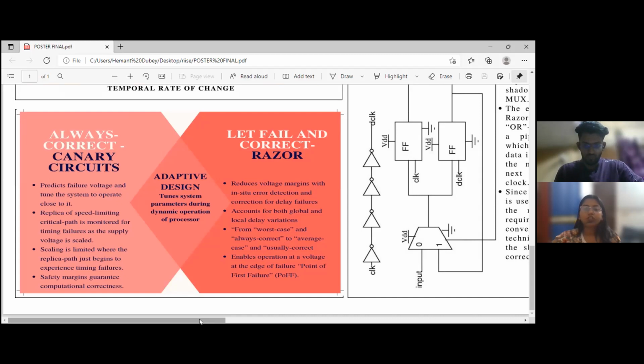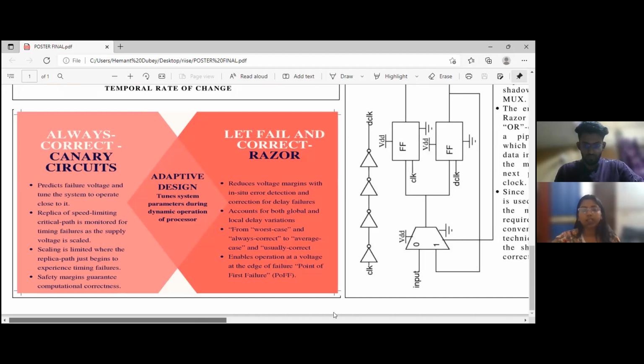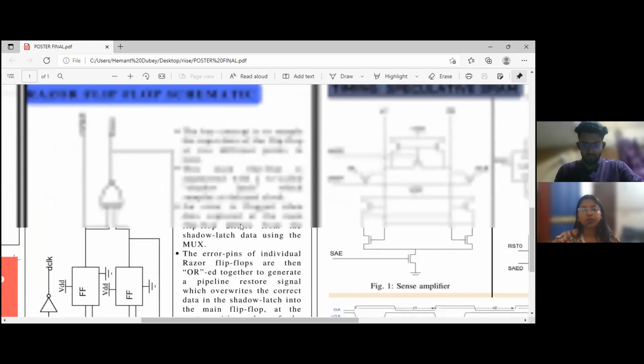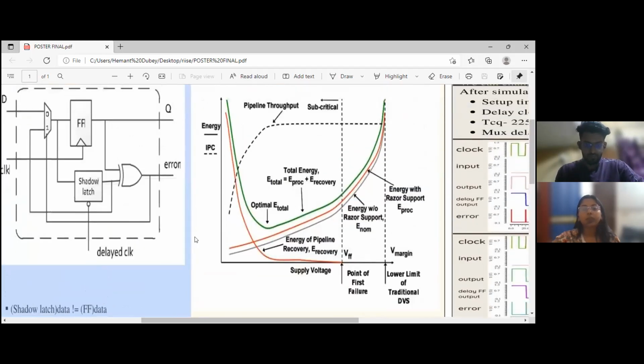The operation principle of the Razor flip-flop is shown, and the relationship between the supply voltage, energy consumption, and the pipeline throughput of a Razor-enabled processor is shown. The margin is much higher than the voltage of first failure under typical conditions because of safety margins. The total energy of the processor, that is E-total, is the sum of the energy required to perform standard processor operations, that is E-proc, and the energy consumed in recovery from timing errors, that is E-recovery.